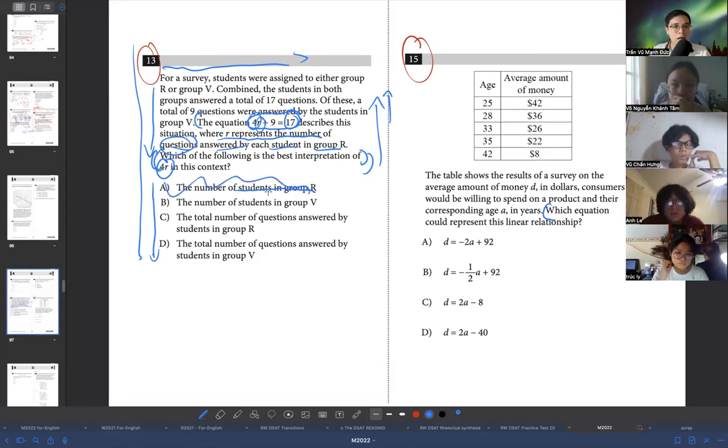A will be incorrect. And B, the number of students in group V, can it be correct? Because the question is answered by each student in group R. So it's still incorrect. The total number of questions answered by students in group R, or the total number of questions answered by students in group V.